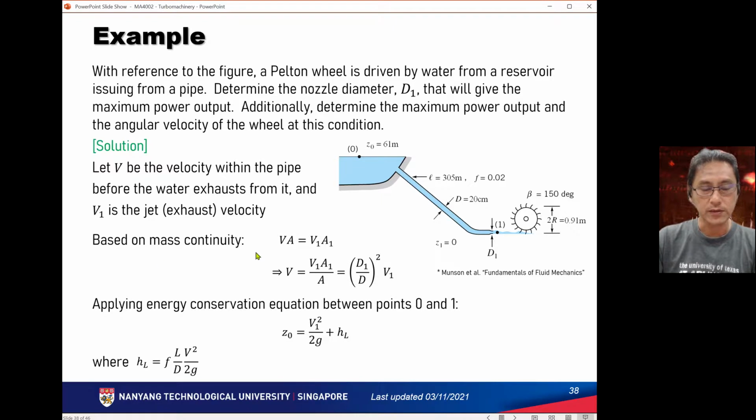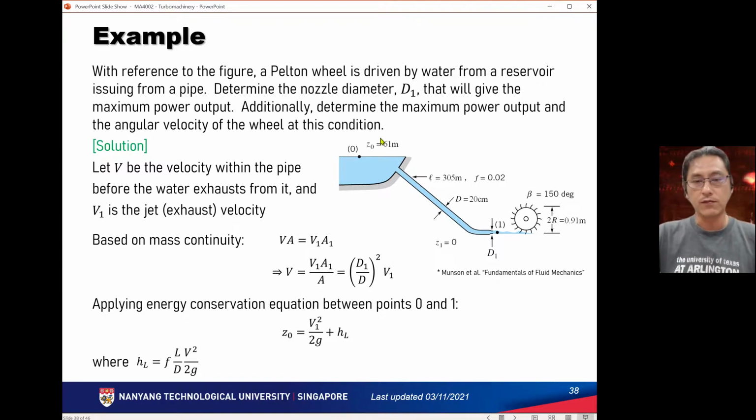Now mass continuity tells us that mass must be conserved, and since we're talking about incompressible fluids, volume must be conserved. So the velocity within the pipe multiplied by the area of the pipe must equal the velocity at the exit of the nozzle multiplied by the cross-sectional area of the nozzle. So VA equals V1 A1. Shuffle the terms around, we get V equals V1 A1 divided by A. But hang on, areas are functions of the respective diameters. That means we can re-express this as V equals D1 divided by D, squared, times V1. We just leave it there first.